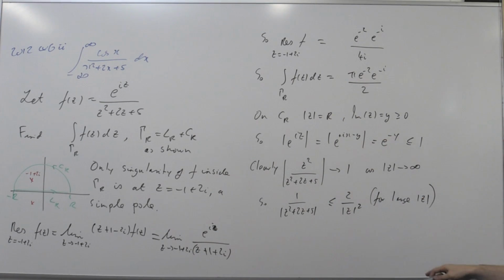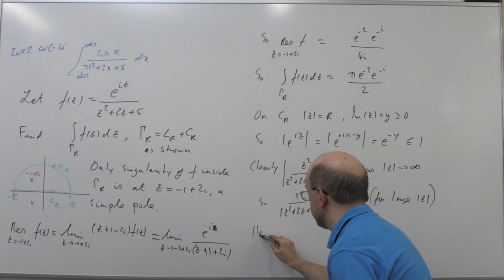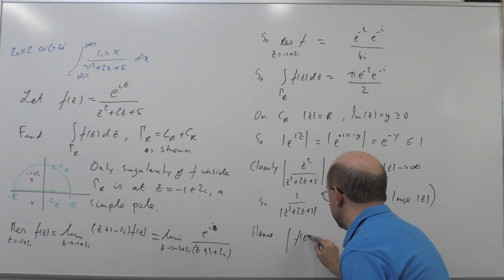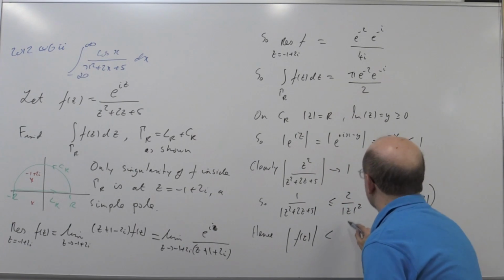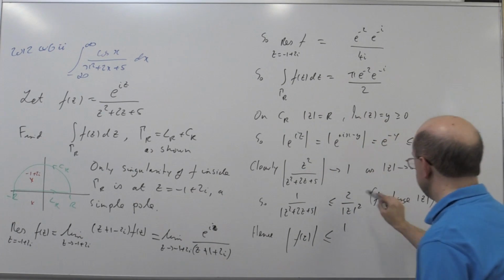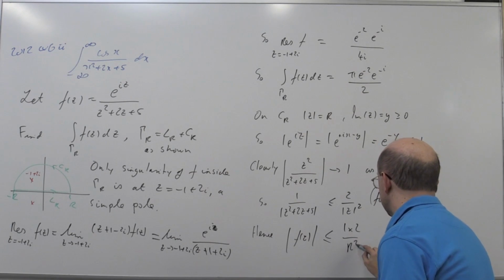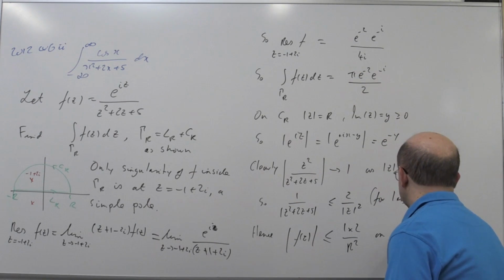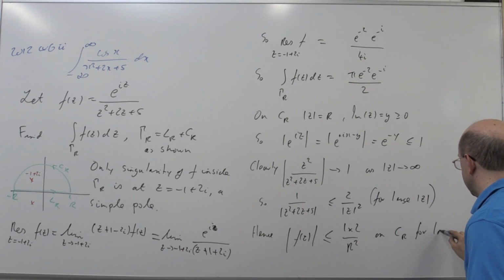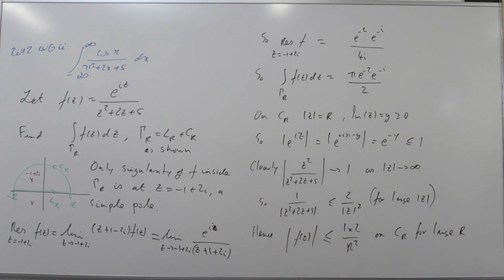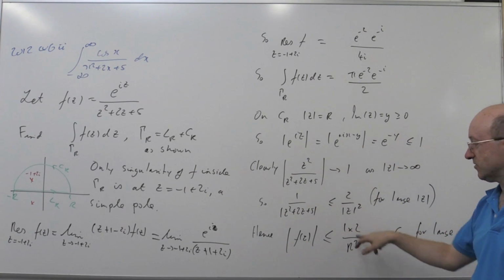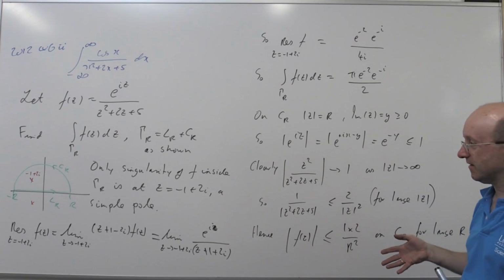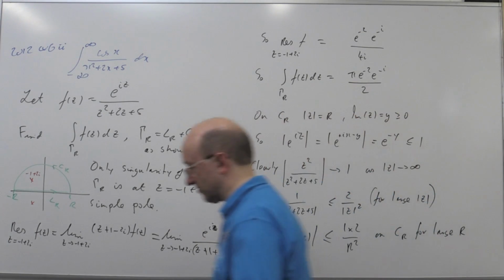This is true everywhere. Hence, the modulus of f of z is less than, well, the numerator is less than 1, the denominator is greater, so less than 2 over r squared on CR for large R. And therefore the integral along CR is less than or equal to the bound of the function multiplied by the length of the contour, which is pi r, which is going to tend to 0 as r goes to infinity.